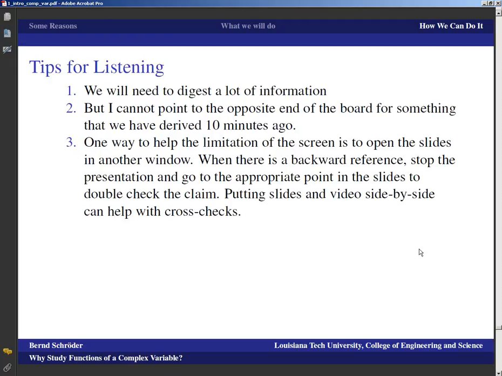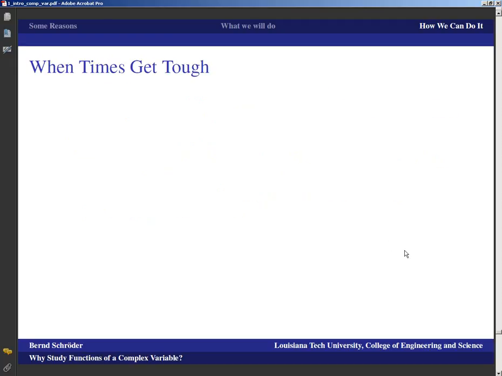Putting slides and videos side by side can help with these kinds of cross-checks, especially as widescreen computers are becoming more and more popular. I like those myself. And then you could, for example, put the video and the slides side by side and really double-check whether the theorem that I am referencing really applies to what you're doing in the presentation.